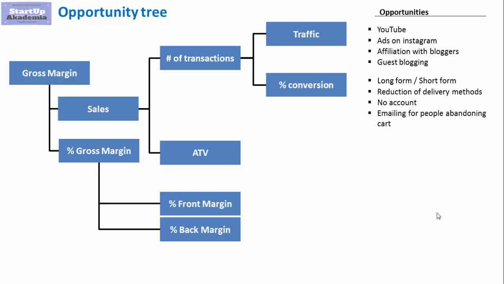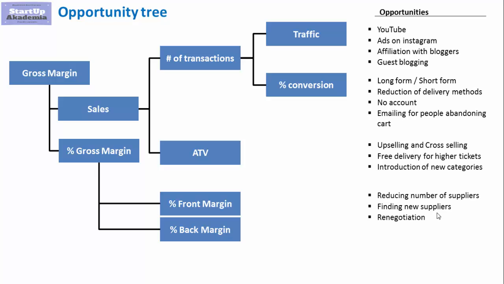We can introduce an option where you can buy something without an account. And we can have emailing for people abandoning carts. Once you haven't finished the cart, we can send you an email saying, please come back with this bonus, finish the transaction. For ATV, we can test upsell and cross-sell, free delivery, introduction of new categories, etc. And for front margin and back margin, we can talk about reducing the number of suppliers, maybe finding new suppliers or renegotiating with the current ones.